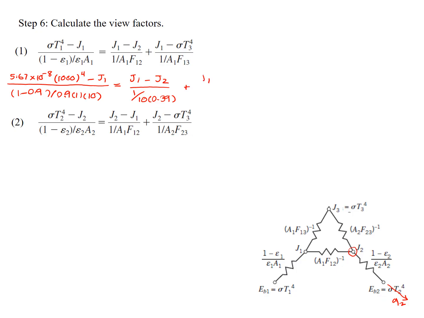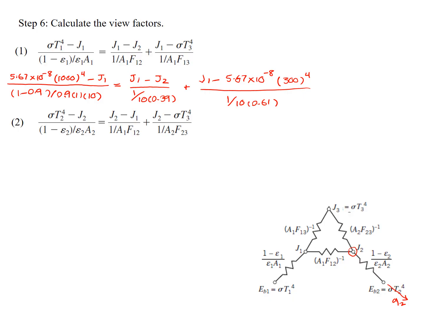plus J1 minus Stefan-Boltzmann constant, 5.67 by 10 to the negative 8, and multiply that by temperature of the surroundings, which was at 300, I think, room temperature, to the power 4. So that is going to be divided by 1 over, again, area 1 was 10, 10 by 1 becomes 10, and F13 that I think we calculated as 0.61. So that's going to be the top relation.